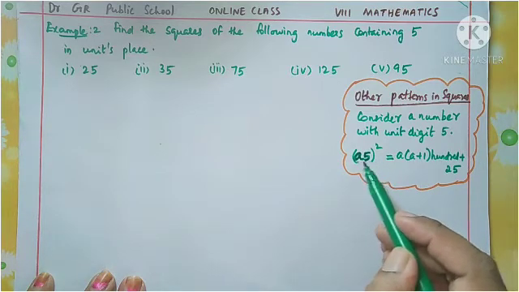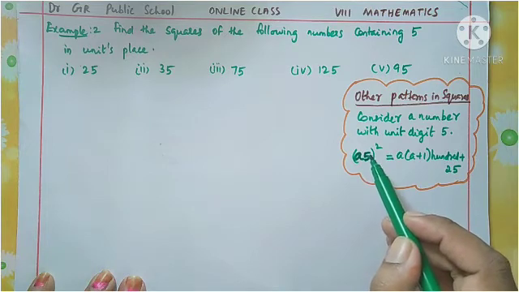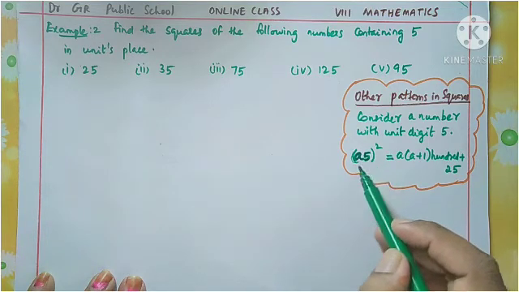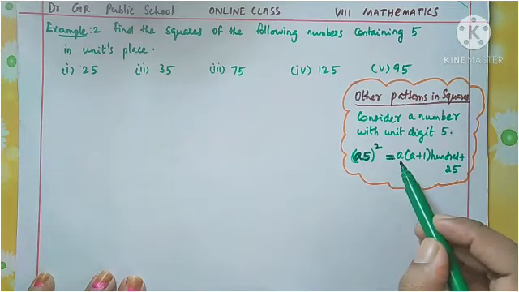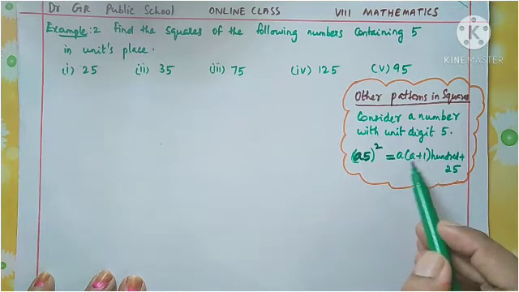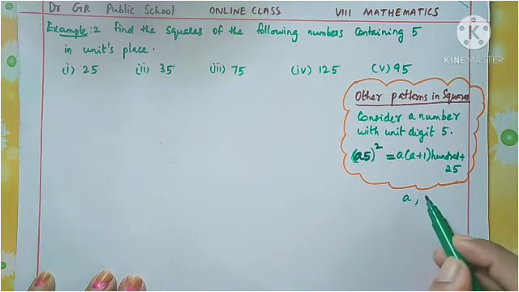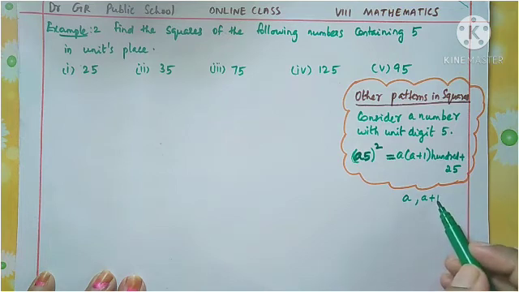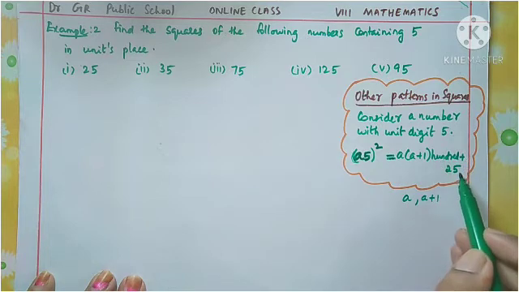Okay, so A5 means a two-digit number where A can be any number and 5 is in the units place. If this type of number is coming, to find the square, what is the formula? A into A plus 1, that is, the number A is multiplied by A plus 1, the next number. If A is a number, the next number is A plus 1, 1 is added. And A into A plus 1, hundreds, plus 25.